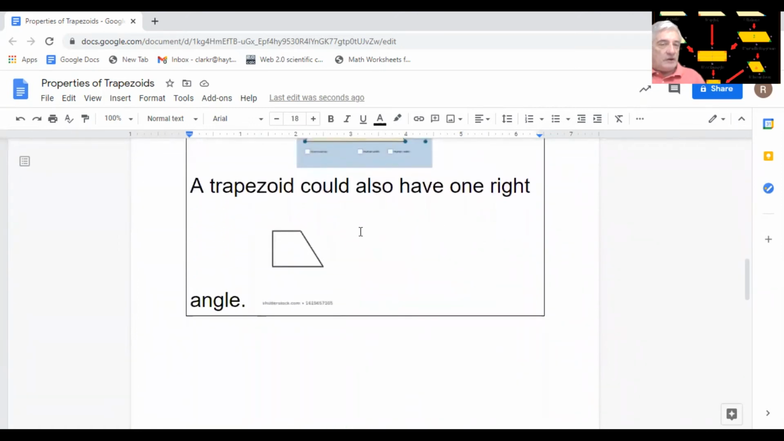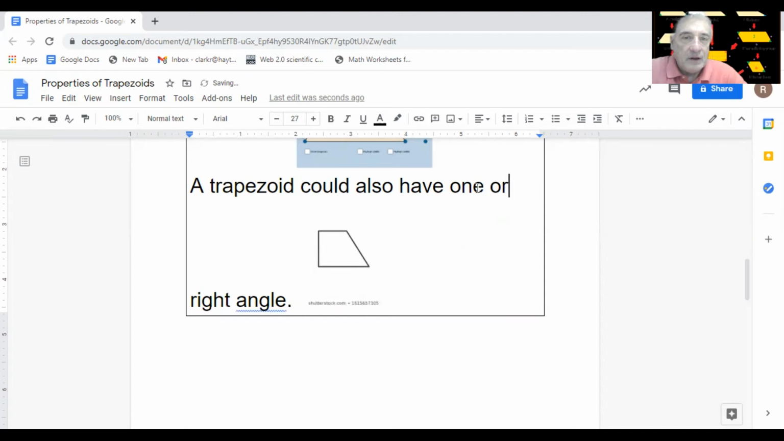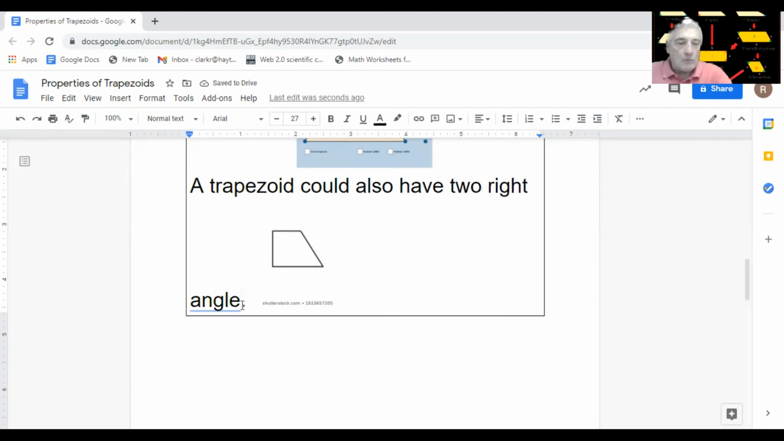A trapezoid could also have 1 right angle. How many right angles do I have? I got 2. A trapezoid could also have 1 right angle. It might have 2 right angles. So let's put that in right because that might be misleading. A trapezoid could have 1 pair of right angles. A right angled trapezoid would look like this. These two angles could not be right angles. If they were, we would be talking about a rectangle or a square.